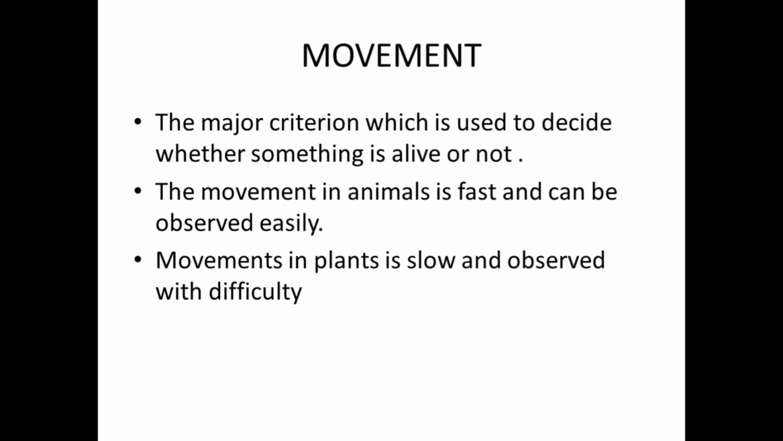Animals show movement, and plants also show movement. Movement in animals is fast and can be observed easily, and movement in plants is slow and observed with difficulty. Can you say what movements are shown by the plants? Plants actually show growth-related movement, like the movement of the plant towards the direction of sunlight, or the movement of the root of the plant towards the direction of gravity. Such movements are very slow and can be observed only with difficulty.